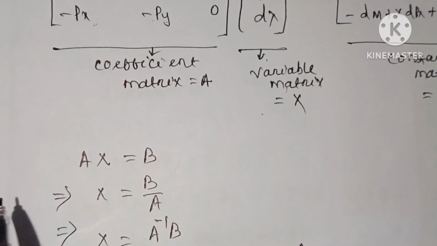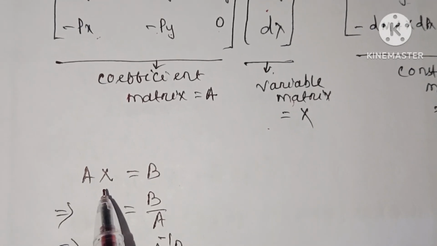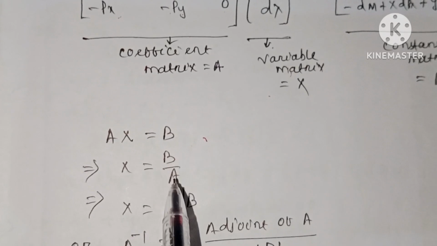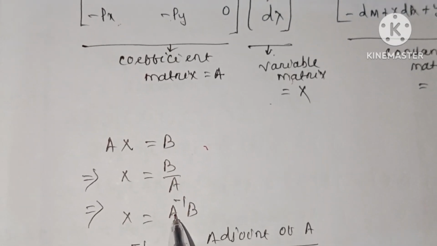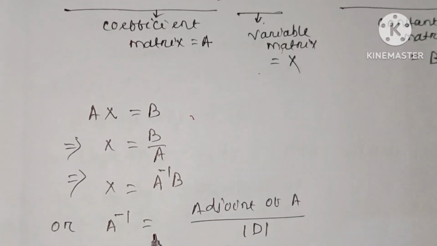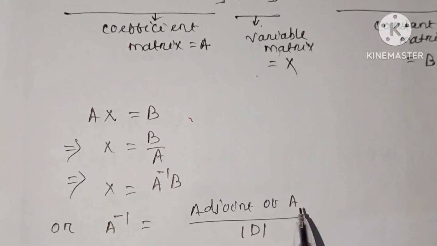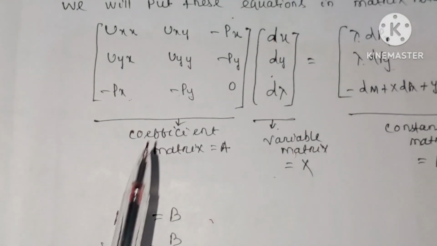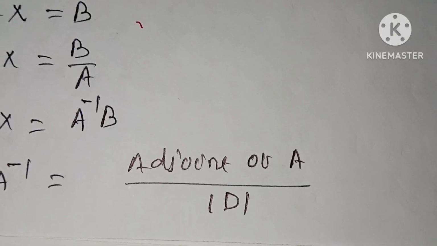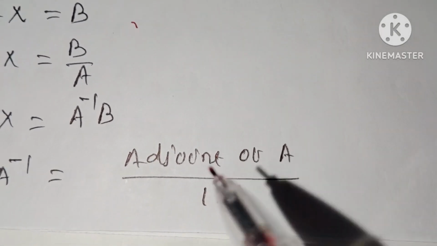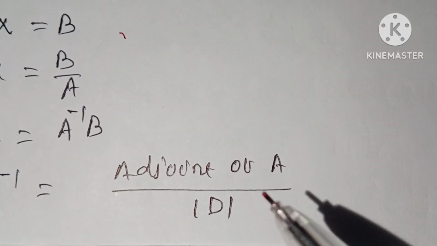By the inverse method, we can write AX equal to B, and we can also write X equal to B by A, that is, X equals A inverse into B. Now A inverse, the formula is adjoint of A divided by the determinant of the matrix, and adjoint of A is equal to the transpose of the cofactor matrix of A.